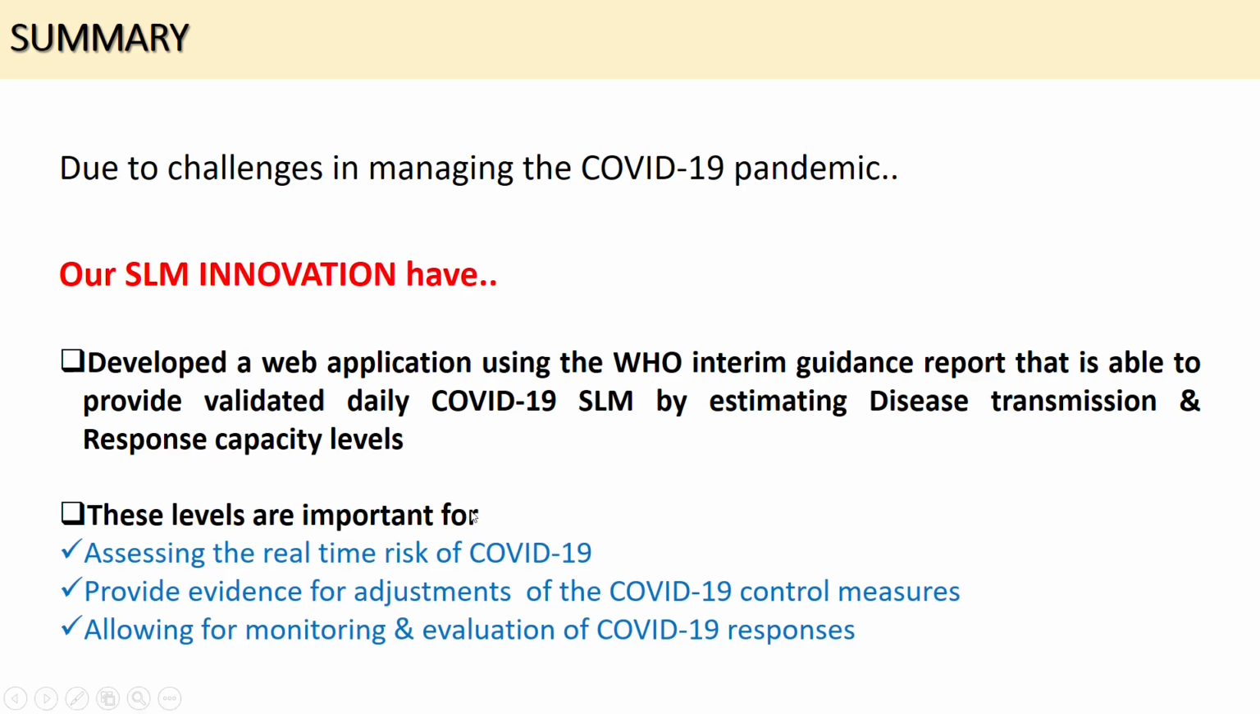These levels, which are the situation level metrics, the disease transmission and the response capacity, are very important as they provide assessment of the real-time risk of COVID-19, they provide important evidence for adjustments of COVID-19 control measures, and they allow for monitoring and evaluation of the COVID-19 responses.